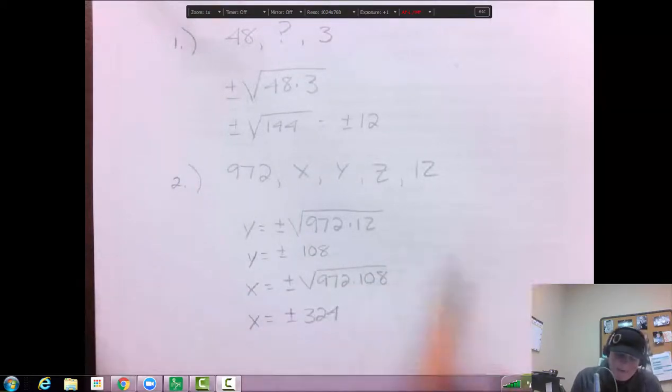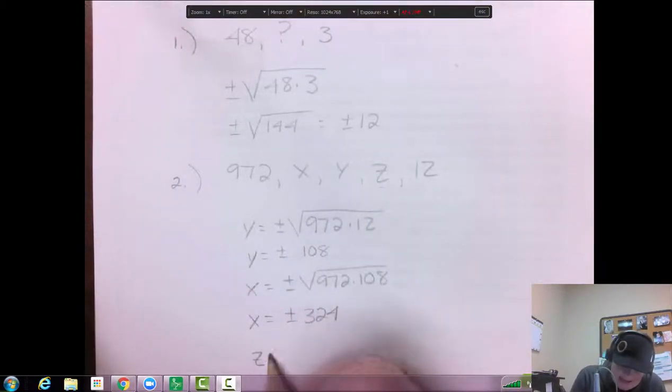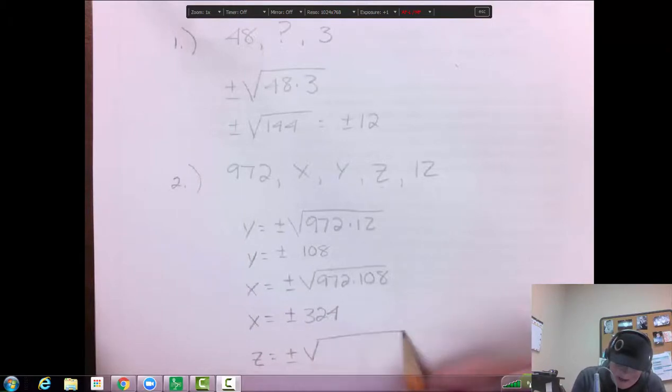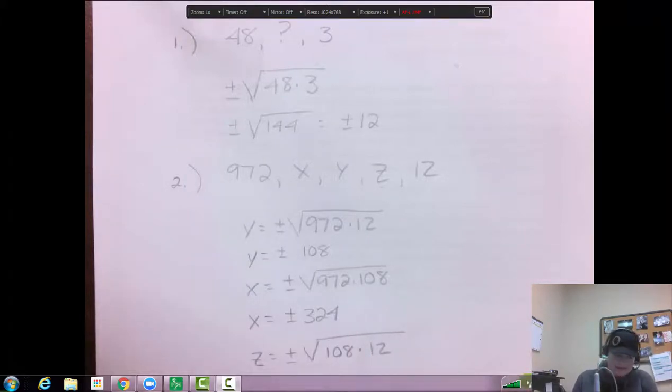Right? And now, last but not least, is this z. So we know z is going to equal the positive or negative square root of y, which we know is 108, times 12. So 108 times 12 is going to give me 1,296, and I square root that and I get 36. So there, and then it could ask you, well then what would be the sequence?